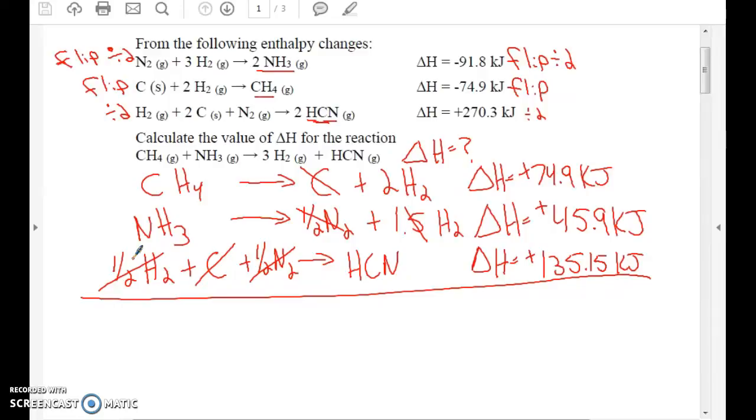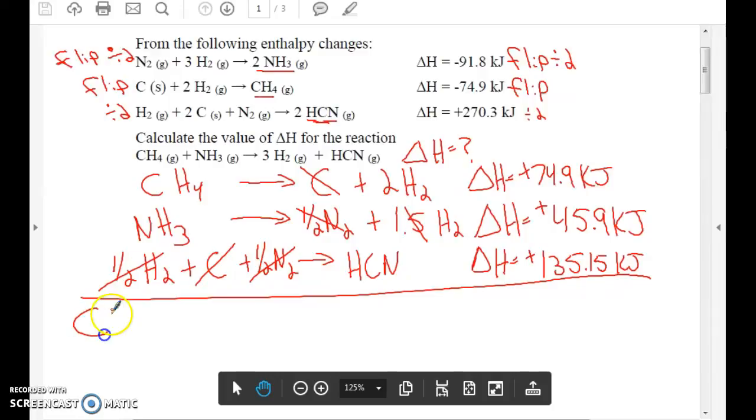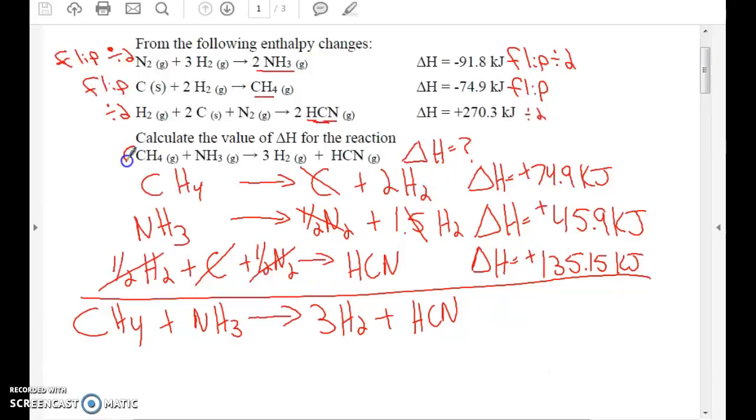Now I canceled out everything I could, so I'm going to write down everything that's left over. I have the 1 mole of CH4 on the reactant side, the 1 mole of NH3 on the reactant side. I have the 3 moles of H2 that were left there, and I have the 1 mole of HCN. Now when I look at this, the reaction should end up matching the overall reaction. And it does, so that means I did it right. Right? That's how we double check our work.